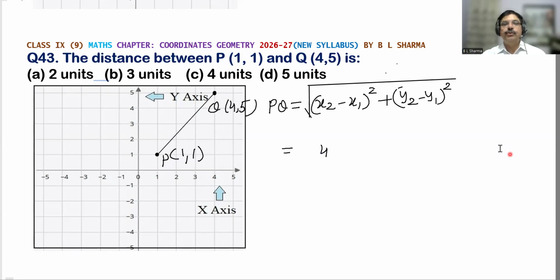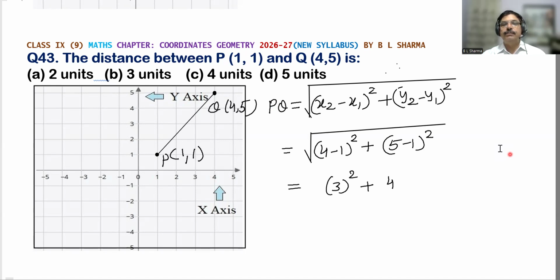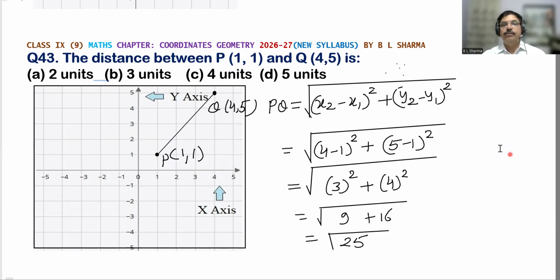Here x2 is 4, x1 is 1 whole square, plus y2 is 5, y1 is 1, so 5 minus 1 whole square, take its square root. 4 minus 1, that is 3 square, 5 minus 1, that is 4 square, take its square root. 3 square is 9 and 4 square is 16, its square root, that is 25, and square root of 25 is 5. So D is the correct option. The distance between point P and Q having these coordinates will be 5 units.